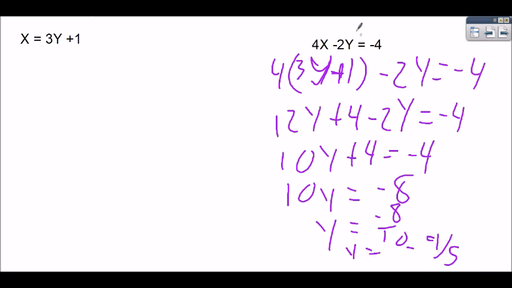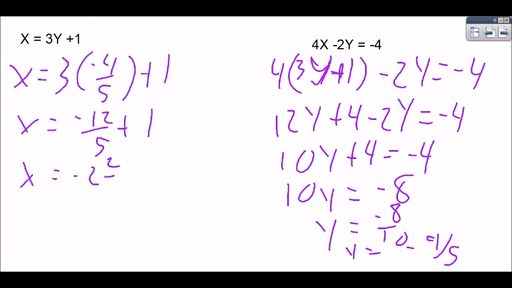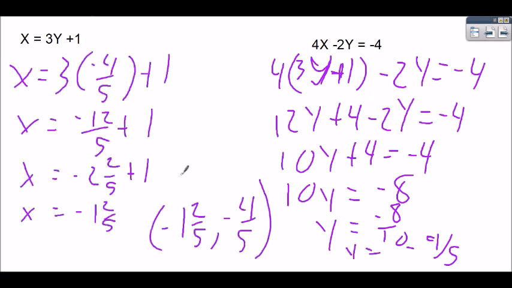And again, this is why substitution is so useful, because then it gets a weird fraction, the exact answer. So I'm just going to go back, plug that in for y, and figure out what x equals. So where these two lines cross is at -1 2/5 and -4/5.